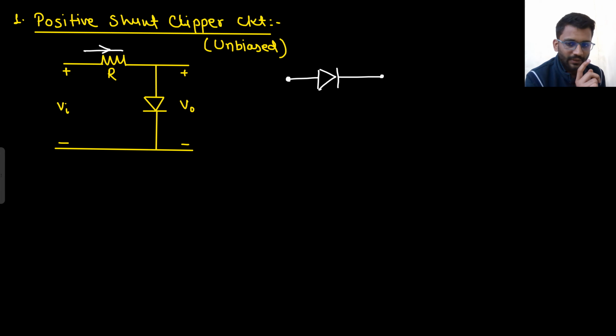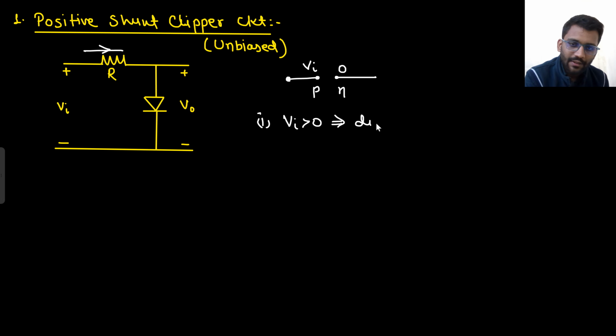We are going to apply open circuit test, so this diode will be open circuited. If open circuited, there will be no current through the resistor. So V in will come here, and this is grounded, so 0 will be here. Okay, and what you can see, this is P, this is N. So first condition, when Vin is greater than 0, that means diode will be on. Now tell me what will happen if diode is on.